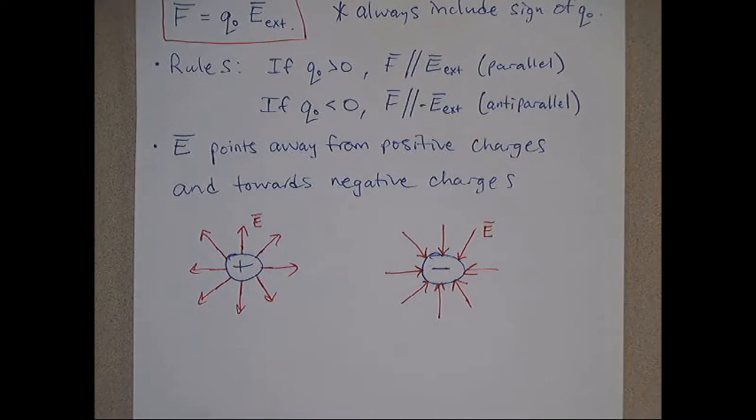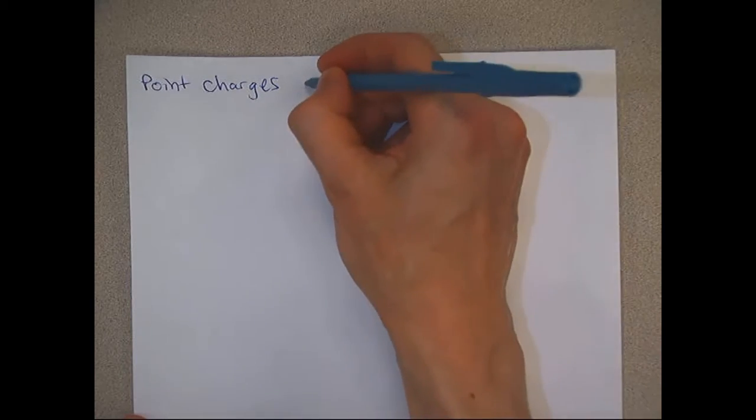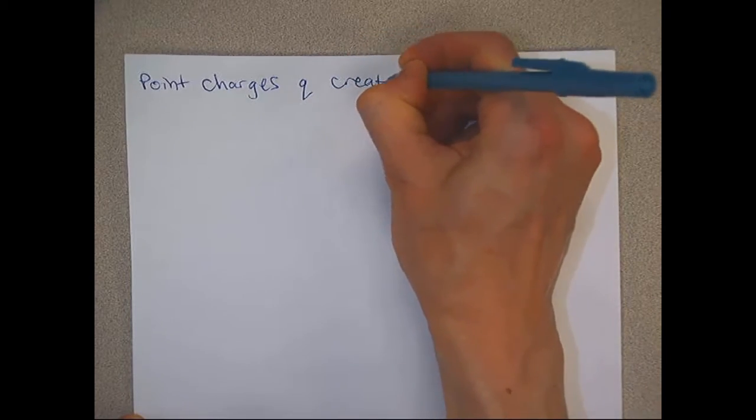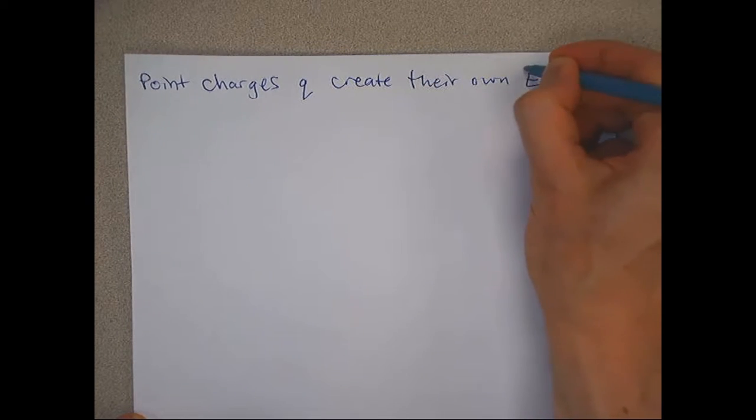We will look at a specific example so that we can quantify the size or the magnitude of the electric field that's generated by a single point charge first, and then we will look at the electric field at some location in space created by 2 point charges. So individual point charges Q create their own electric field.